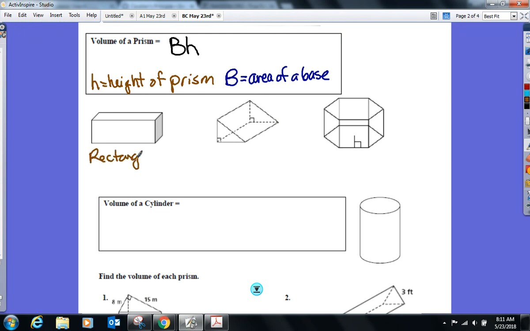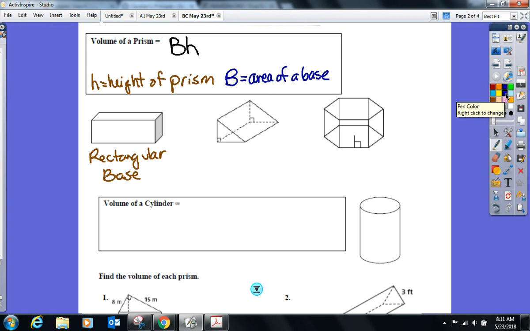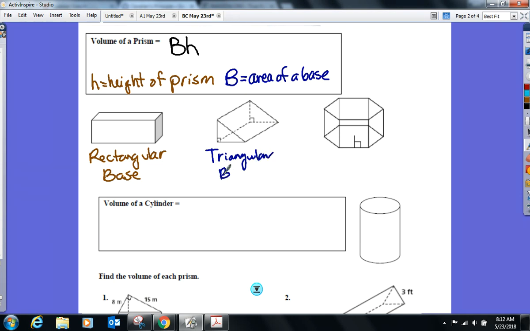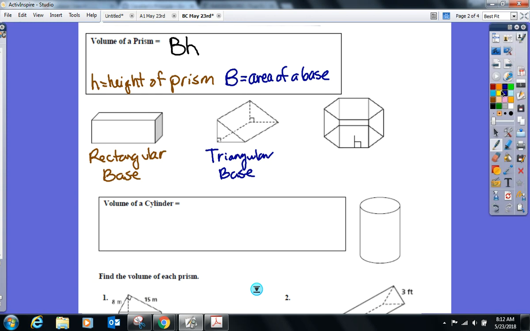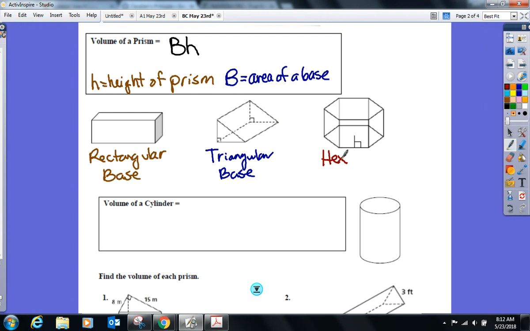I just want to make sure we understand what the bases are. What's the next type of prism? Triangular prism. So this would be a triangular base. So again, if I was doing the volume, I would find just the area of one of these triangles and multiply it by the height. Okay. And what about this last one? Hexagonal prism. So it's a hexagonal base.